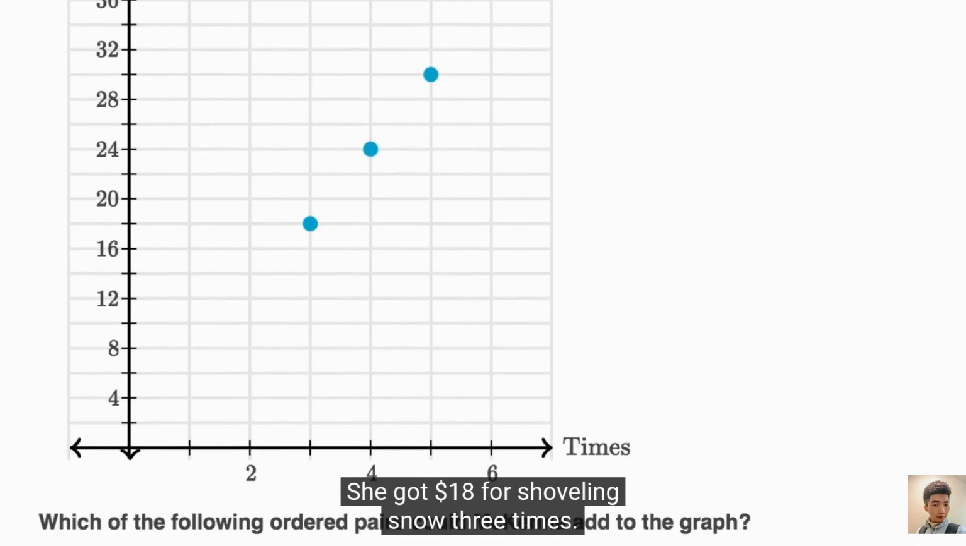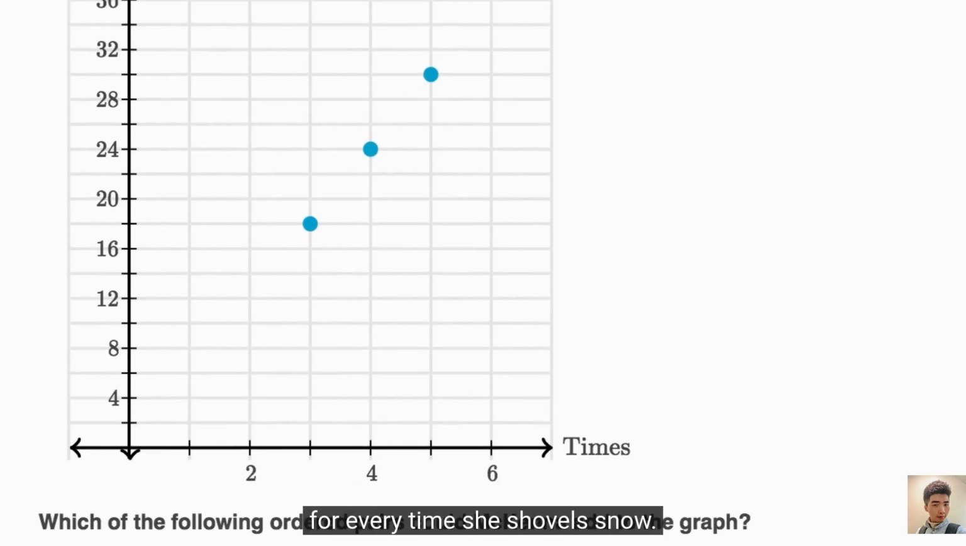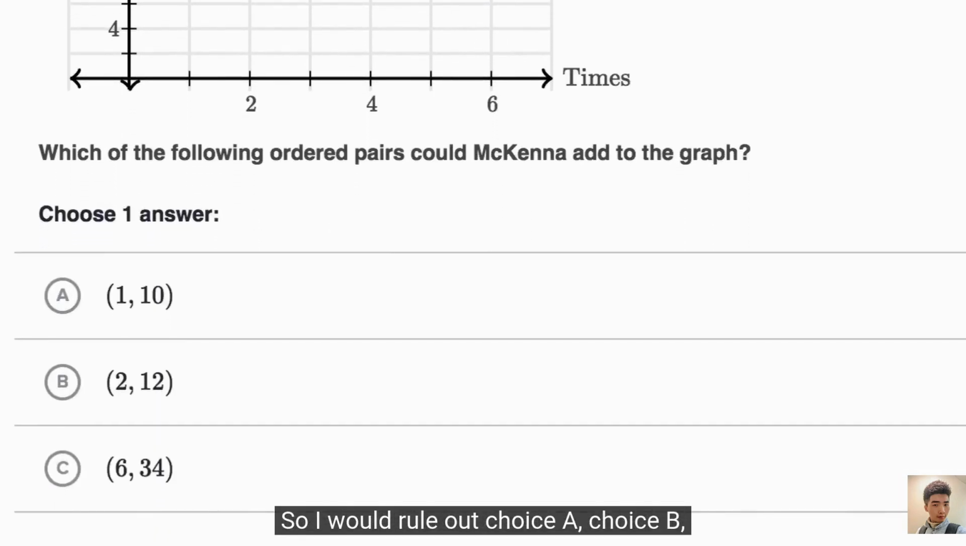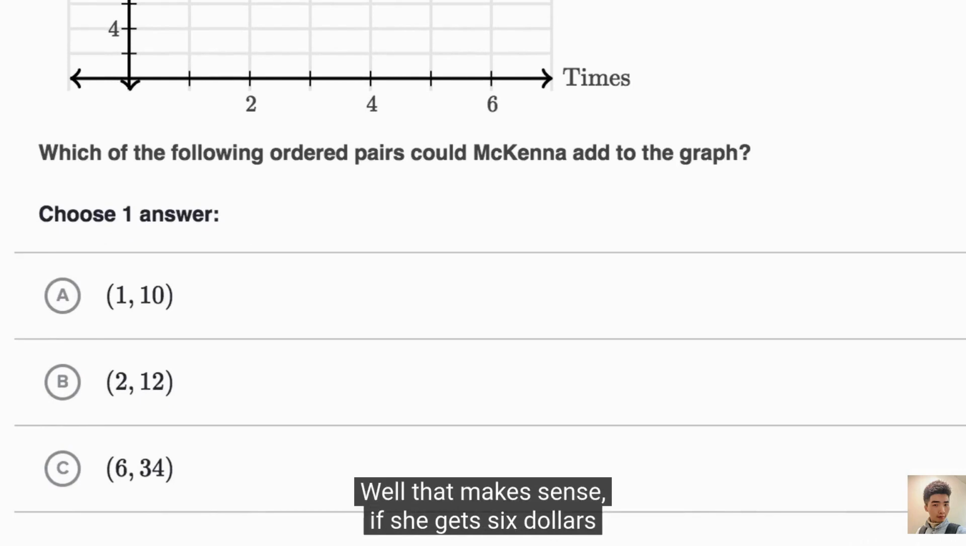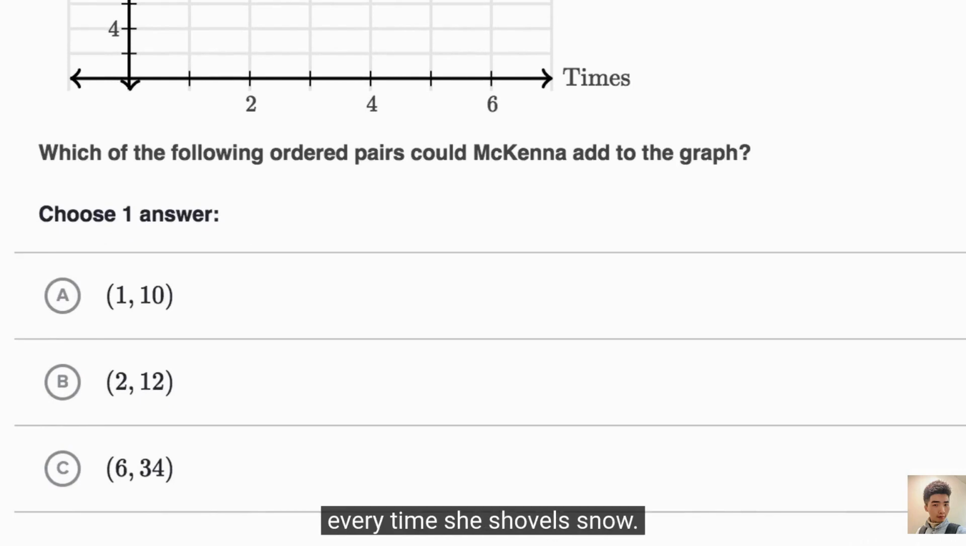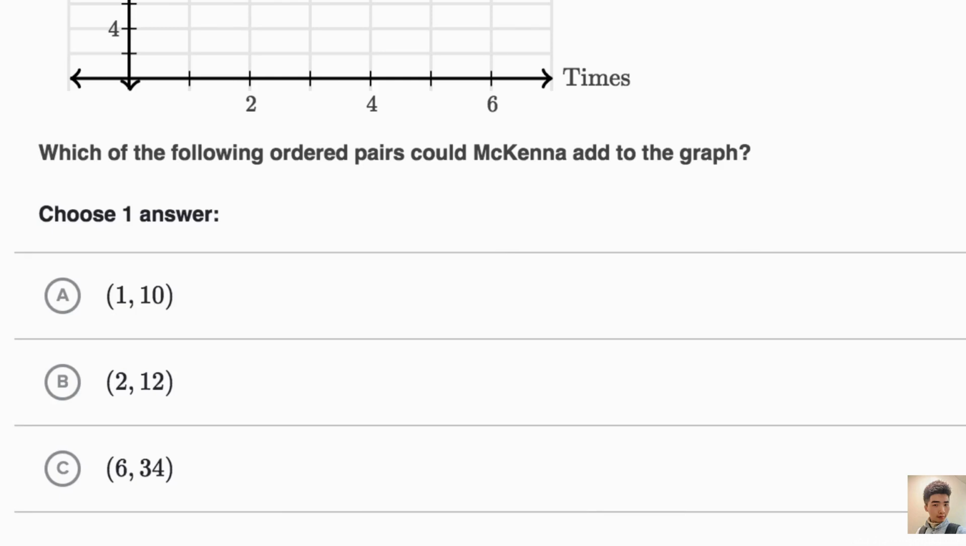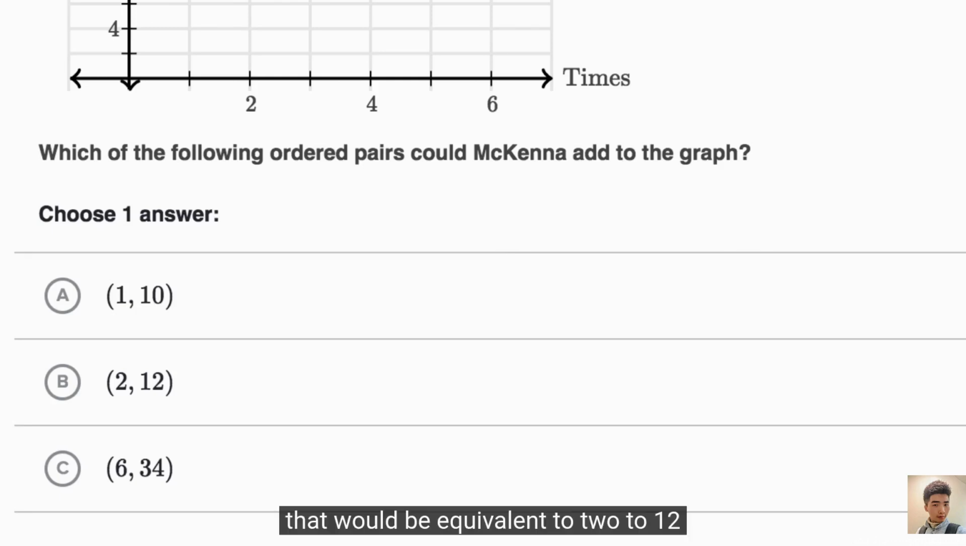She got $18 for shoveling snow 3 times. So that looks like she's getting $6 for every time she shovels snow. So I would rule out choice A. Choice B, shoveling snow twice, she gets $12. Well, that makes sense. If she gets $6 every time she shovels snow, the ratio of the times to the dollars is 3 to 18, or 1 to 6. That would be equivalent to 2 to 12.